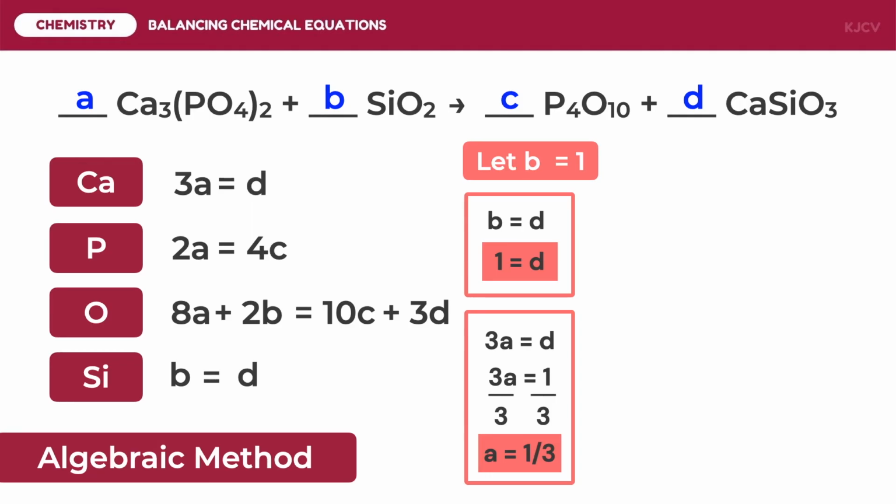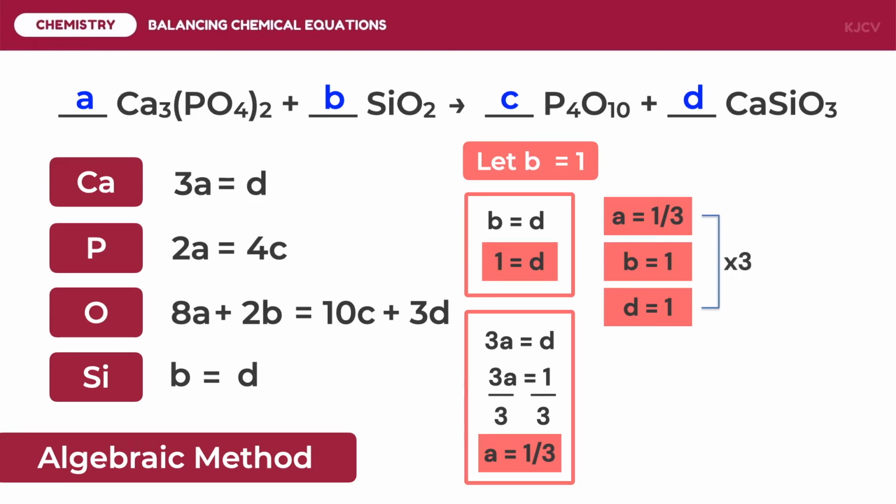So far, we have A is equal to 1/3, B is equal to 1, and D is equal to 1. It will be easier for us if we omit any fractions. So what we're going to do is to multiply all known variables by the denominator of the fraction. In this case, it is 3. So if we multiply 3 to all variables, we're going to have A is equal to 1, B is equal to 3, and D is equal to 3. We are now only left with C.